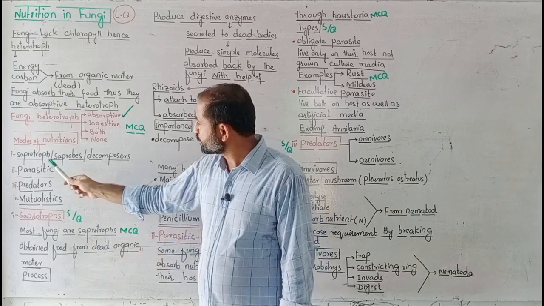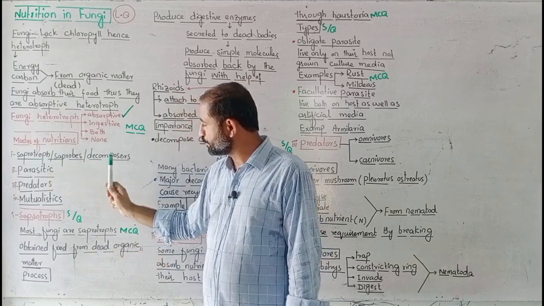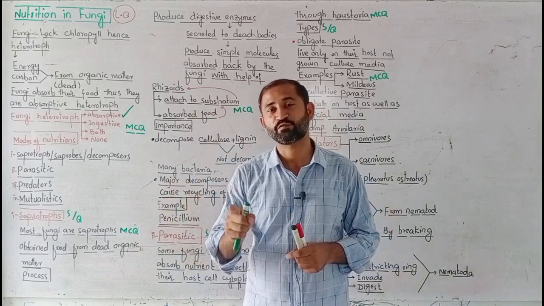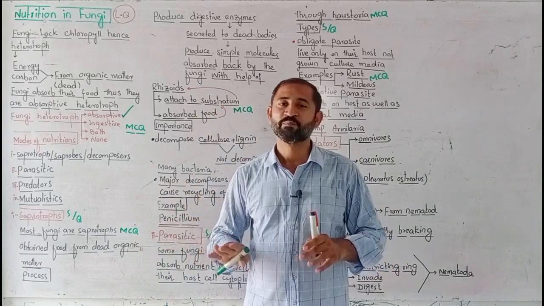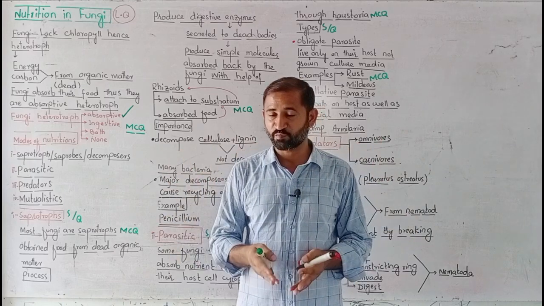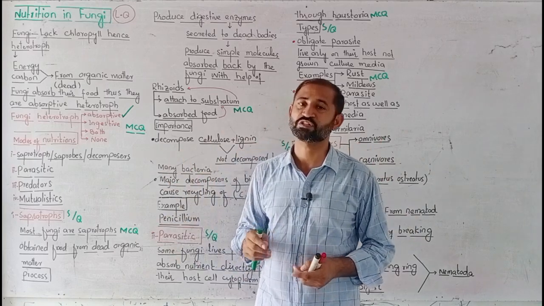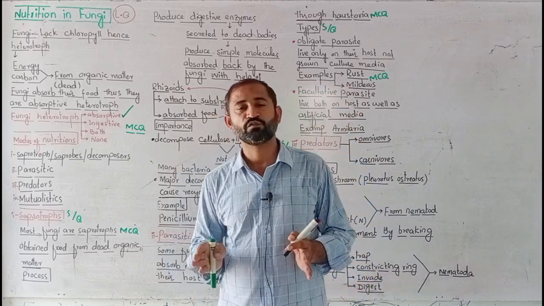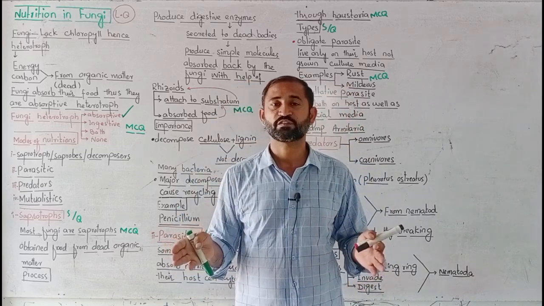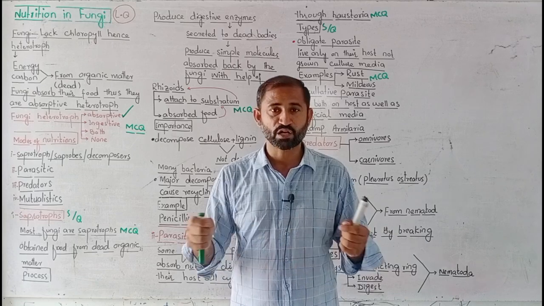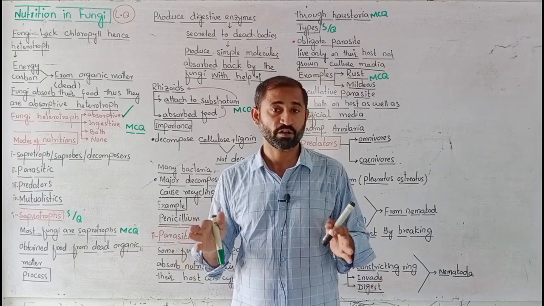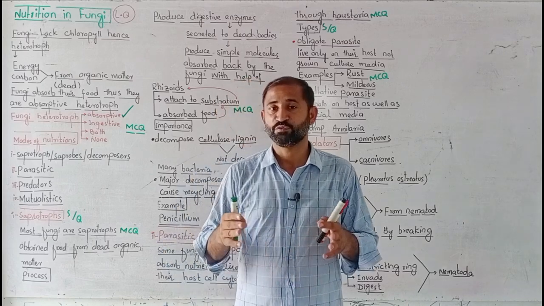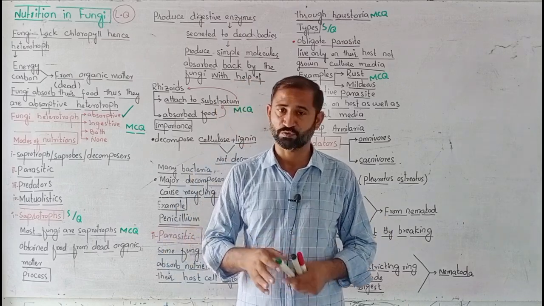Saprotroph, saprobes, decomposers. These three different names stand for the same situation. They are three different names, but they are used for the same situation, that they act as decomposers. And you know well that decomposition is a process in which fungi break down the dead bodies of plants and animals and get food from them. That process of nutrition in fungi is known as decomposers.